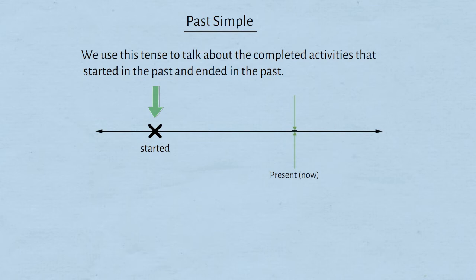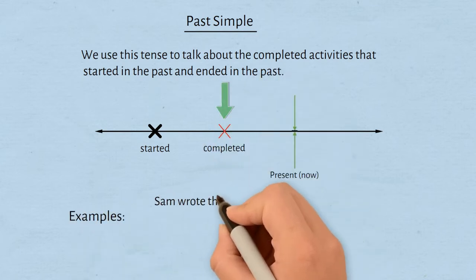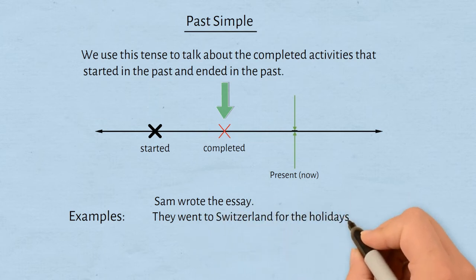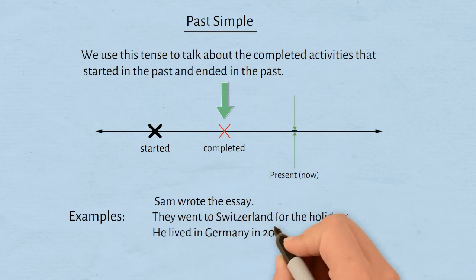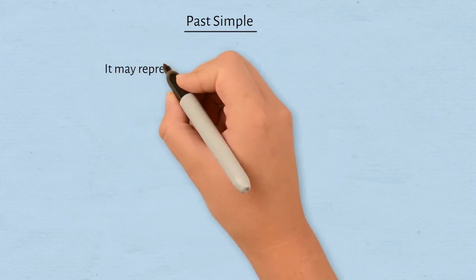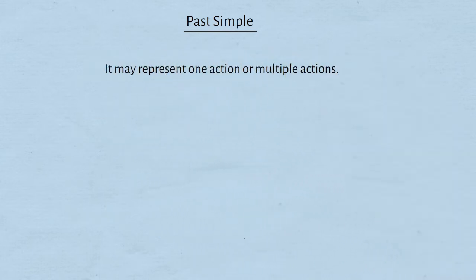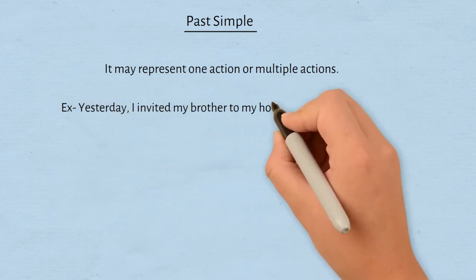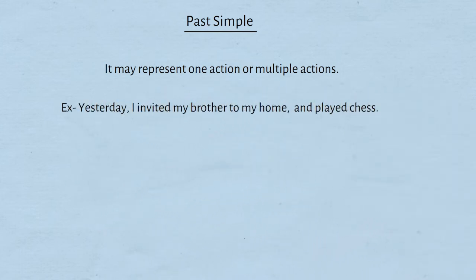So the activity started in the past and was completed in the past. Sam wrote the essay. They went to Switzerland for the holidays. He lived in Germany in 2005. It may be in the recent past or in the distant past. Also, it may represent one action or multiple actions. For example, yesterday I invited my brother to my home and played chess.